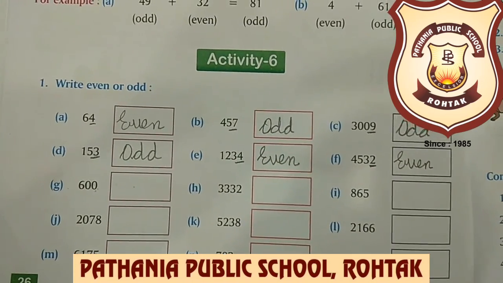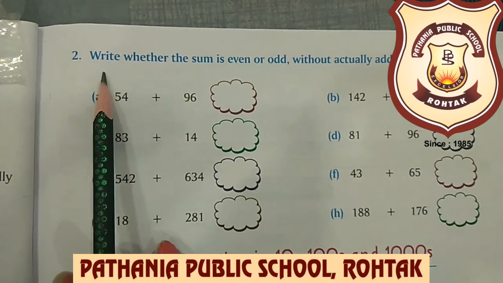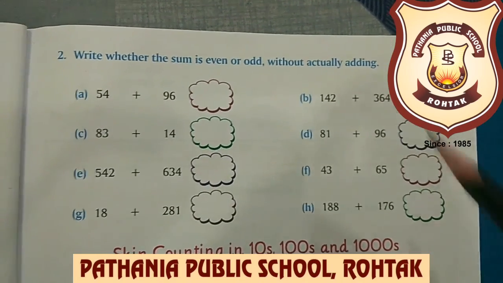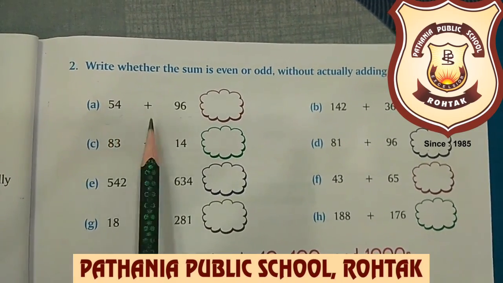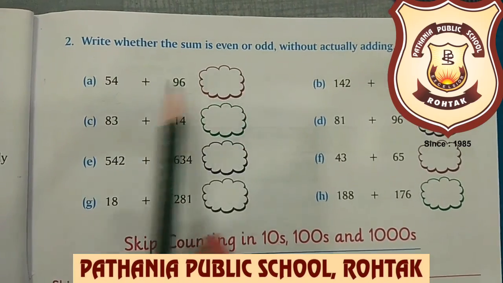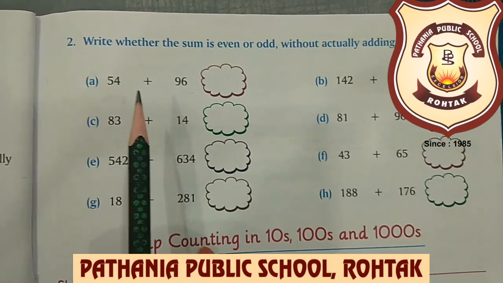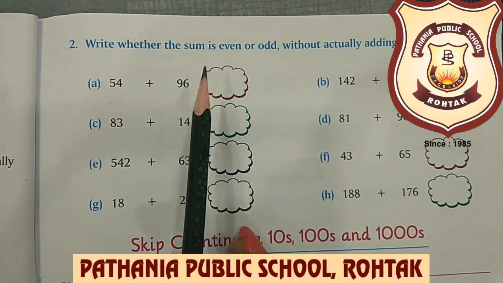Now come to question number 2. Question number 2 is saying write whether the sum is even or odd without actually adding. See beta, one addition sum is given over here, but the question is asking do not add them, and without actually adding, identify whether the answer will be even or odd.